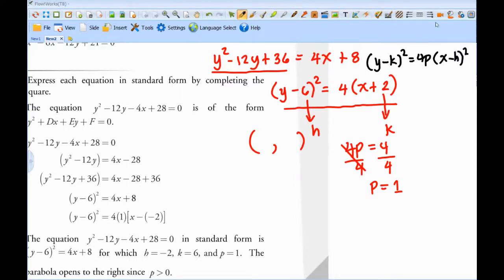So therefore, we can get our h, which is not this one. This should be our k, and this should be our h. So the value of h is -2, the k is 6, and the p is 1. So now we can get our latus rectum.